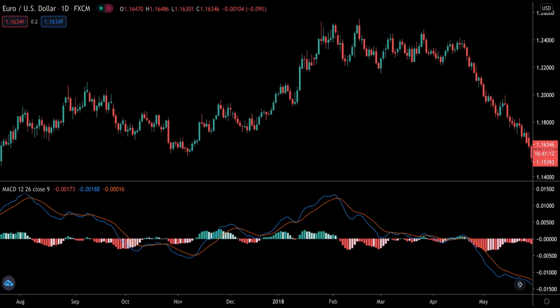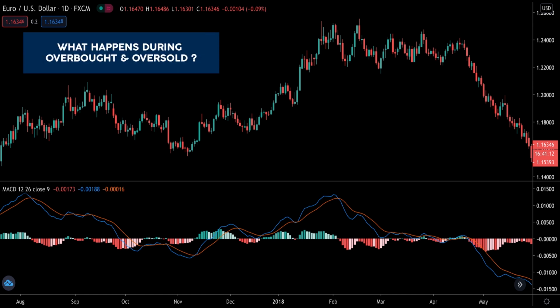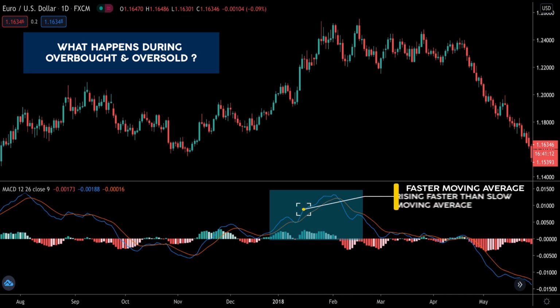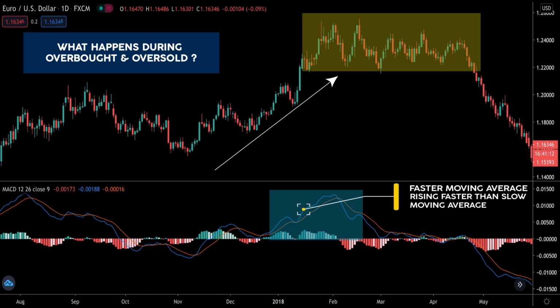So let's talk about what happens during an overbought condition. Essentially, the faster moving average is rising faster than the slower moving average. This is an indication that the price is overextended and may reverse at some point in time. The opposite is true when we are talking about an oversold condition.